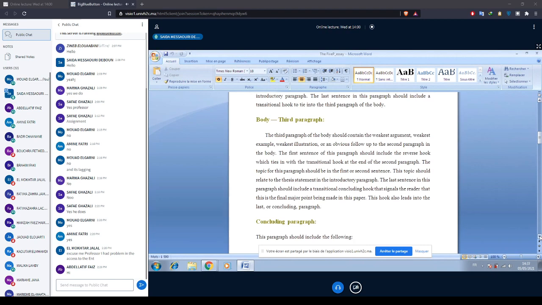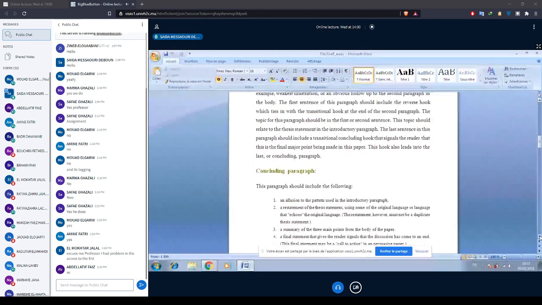And again, the last sentence in this paragraph should include a transitional concluding hook. So it is the concluding sentence, and the concluding sentence most of the time is the hook that is going to give us a signal, a slight idea of what you're going to talk about in the next paragraph, telling the reader that this is the final major point being made in this paper. The hook also leads into the last, concluding paragraph, I mean.